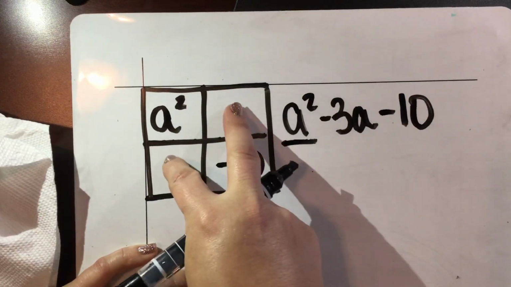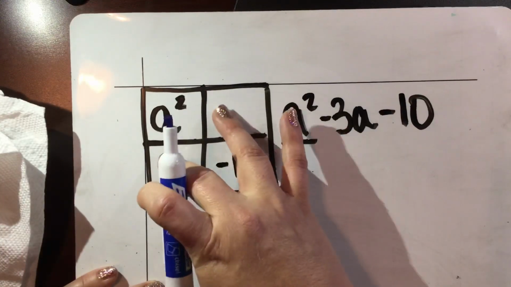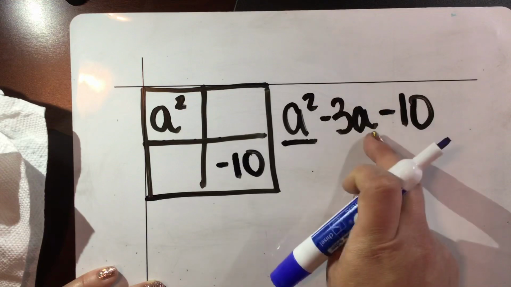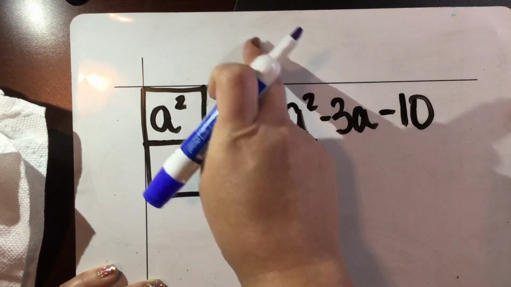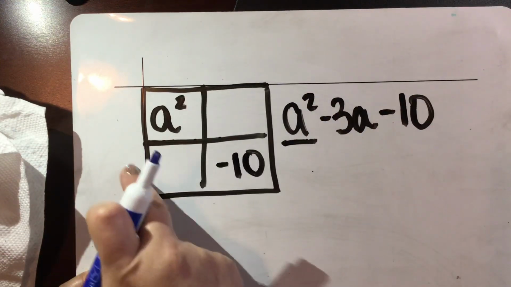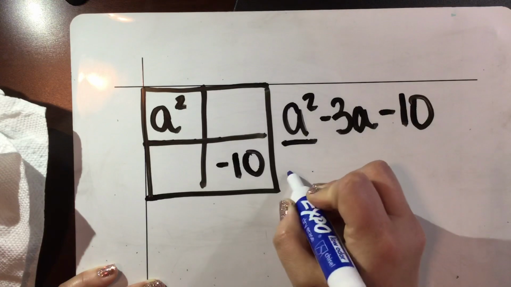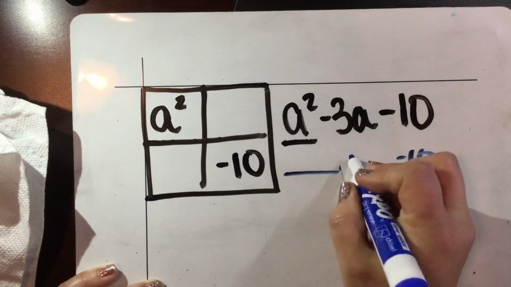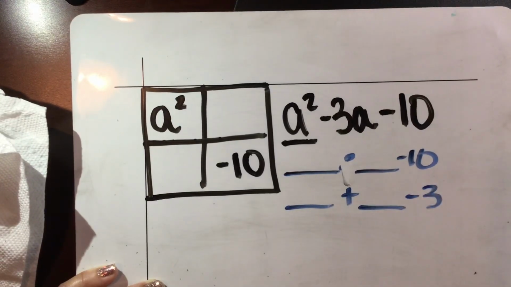And then here I need to do a little detective work. I need to figure out what two values needed to be here in order that their sum was a negative 3. But also remembering that when I multiply this factor times this factor, I'm going to get a negative 10. So we're going to ask ourselves, what number times what number is negative 10, but when I add those same two numbers, I get negative 3?